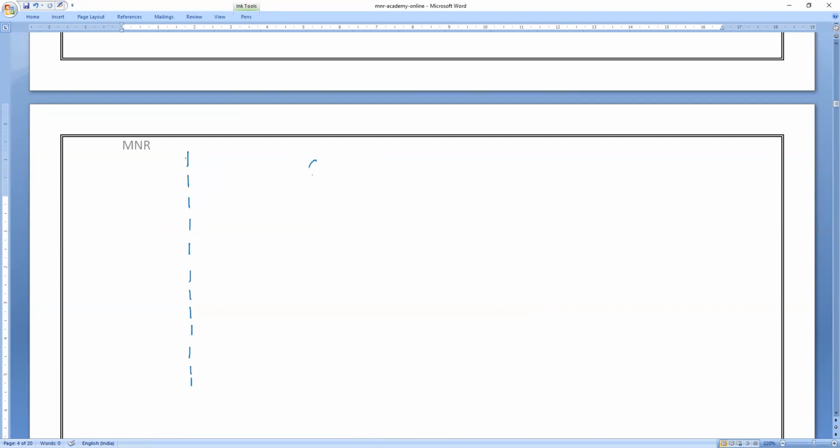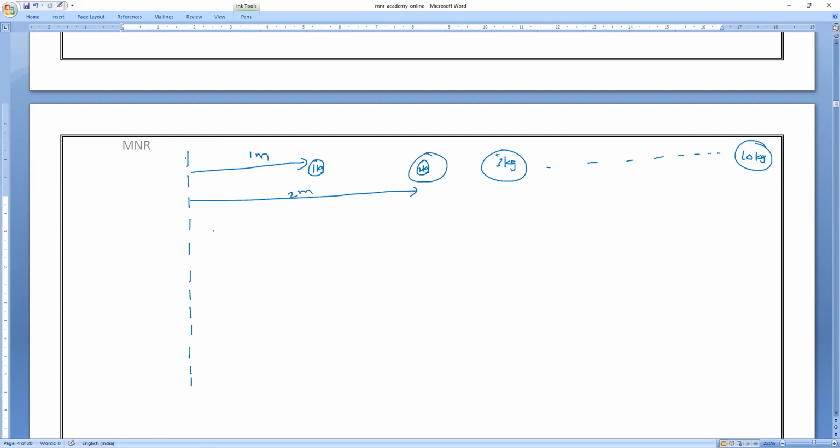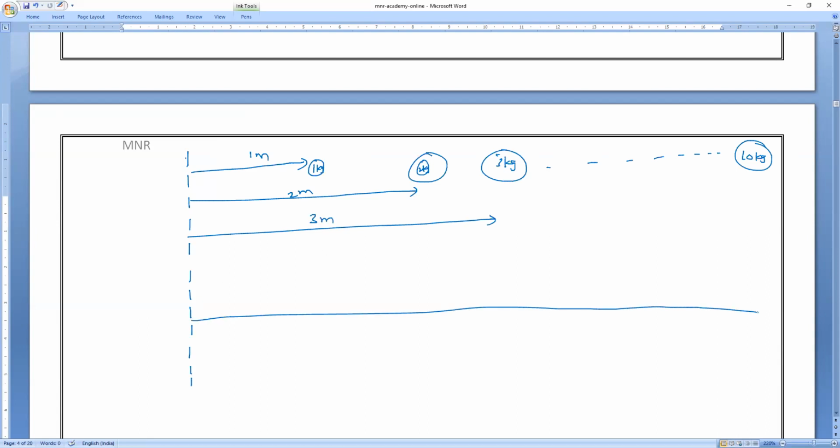So I'm taking a 1 kg mass at some distance, a 2 kg mass, a 3 kg mass, and so on, up to a 10 kg mass. So the 1 kg mass is present at 1 meter distance, the 2 kg mass at 2 meters, the 3 kg mass at 3 meters, and the same way up to the 10 kg body, which is present at 10 meters. Then calculate the moment of inertia along the axis of rotation.